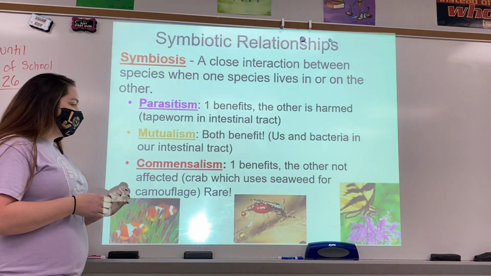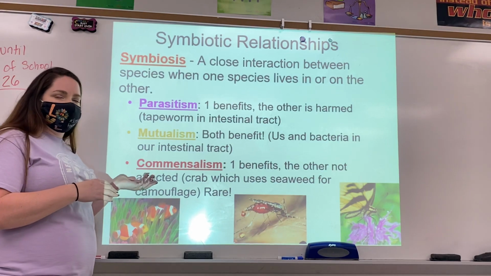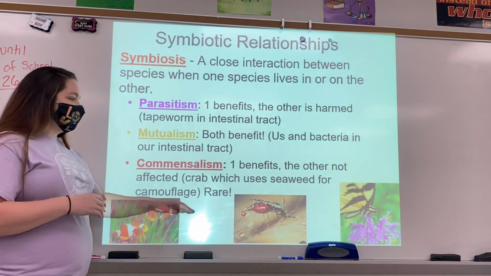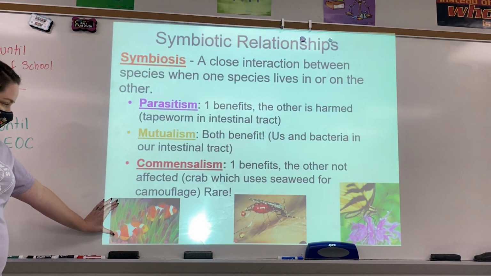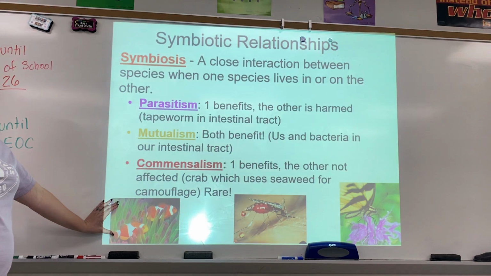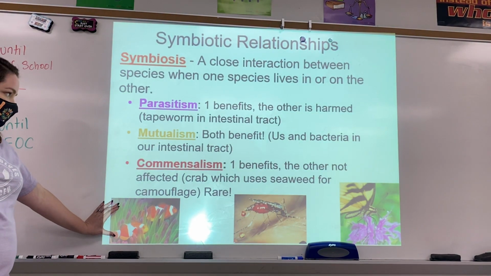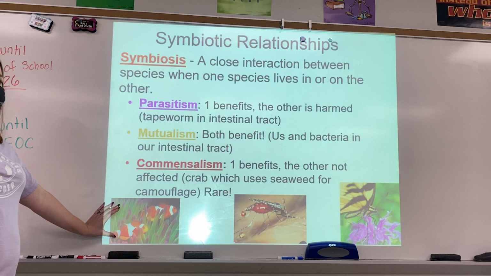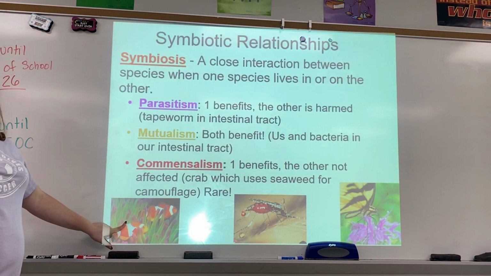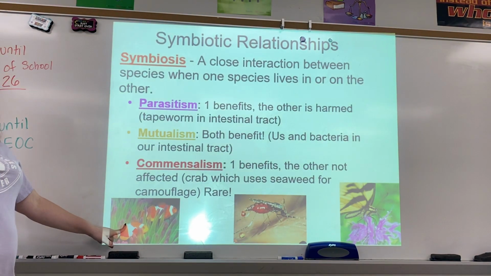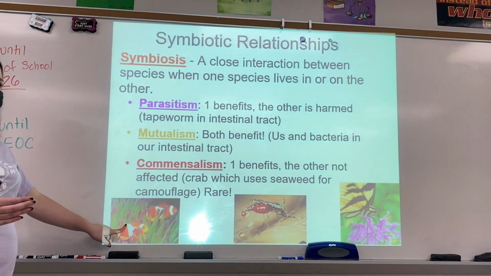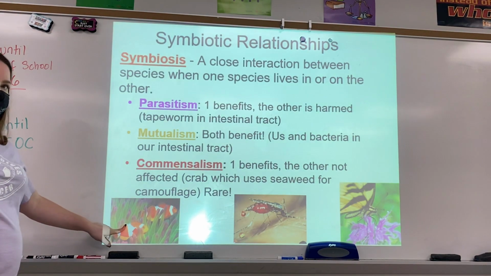So what I want you to do is look up here, because a lot of you are not looking up here. I want you to look at these three pictures and tell me, what is this an example of? Symbiosis. Which symbiosis? This is an example of commensalism, because clownfish are living in an anemone, but the anemone is not getting any benefit from the clownfish. The clownfish is getting a home to live in and protection from predators, but the anemone is not getting anything from the clownfish.